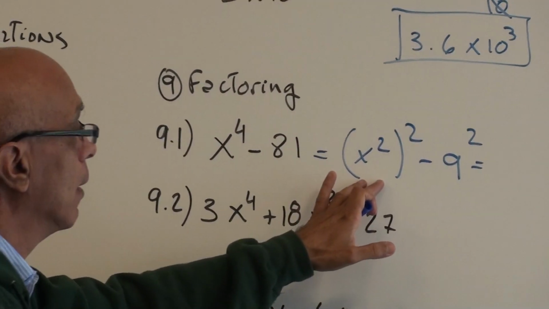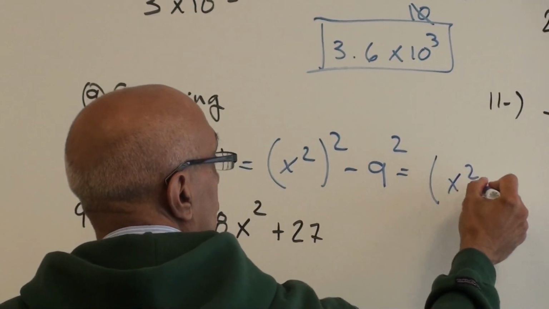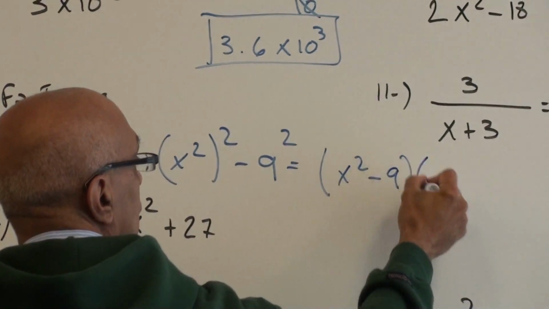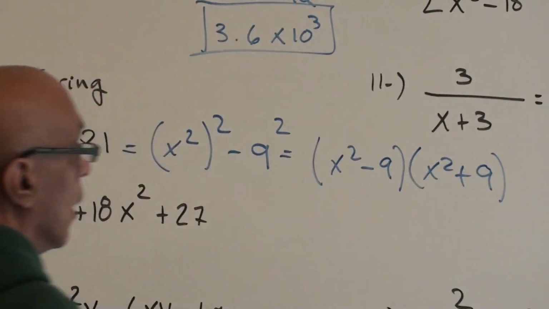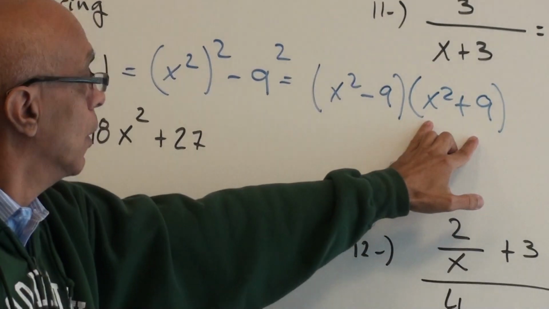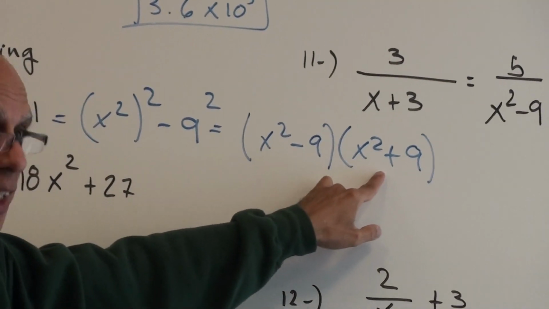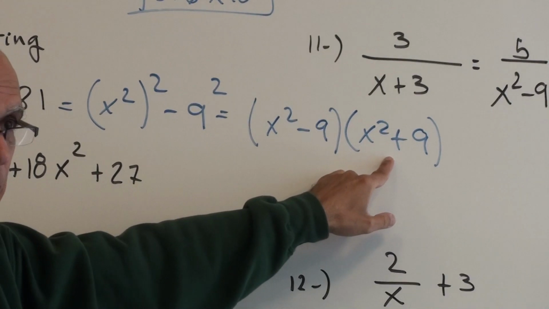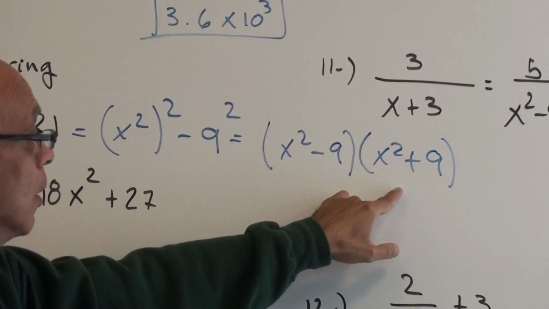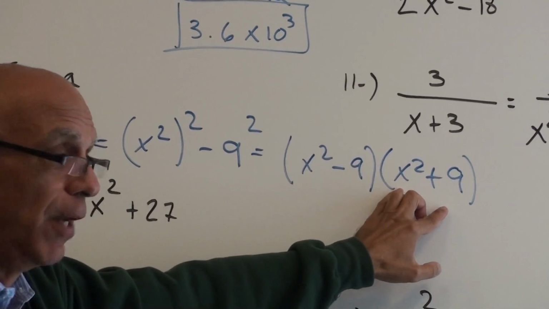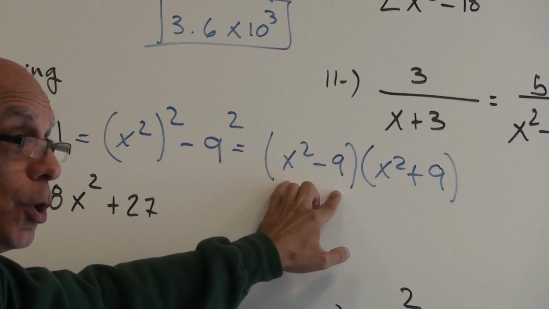Once I do that, then I just make x squared minus 9, and then x squared plus 9. Now, the difference between squares is factorable. The sum is not. So many students thought they could factor this, but it's not factorable. You have to leave it the way it is. This is the only one that you need to continue to factor.